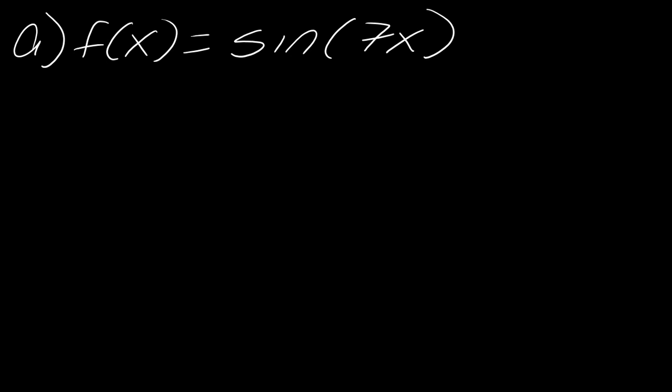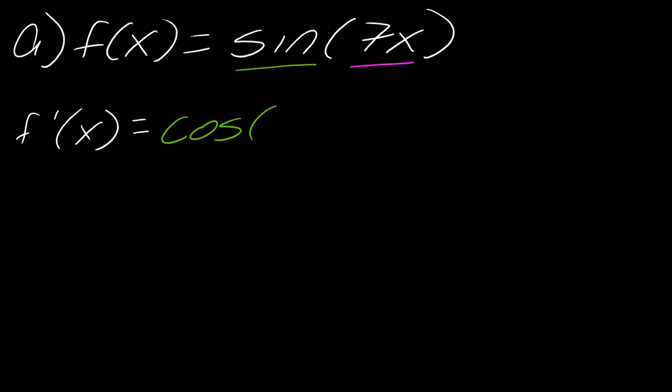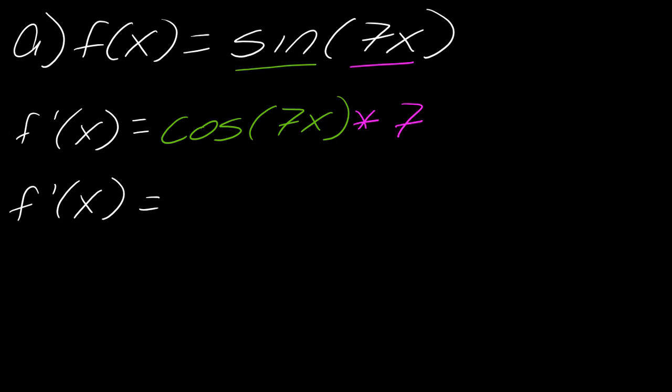Starting with A, I always like to identify my outermost function and then my innermost function. If I take the derivative, as I've talked about in other videos, you start by taking the derivative of the outer function. The derivative of sine is cosine. Then you leave that inside function intact, and multiply by the derivative of the inside function, and the derivative of 7x is just 7. So here my derivative is going to be 7 cosine 7x.